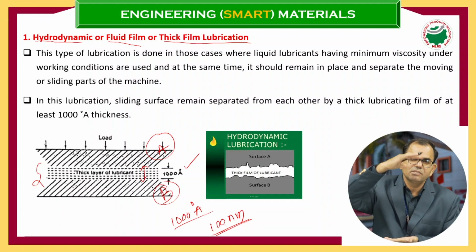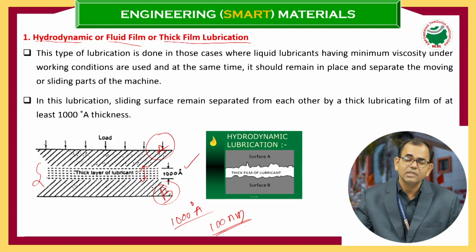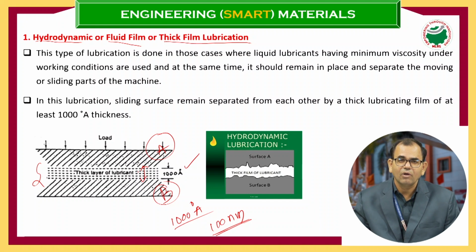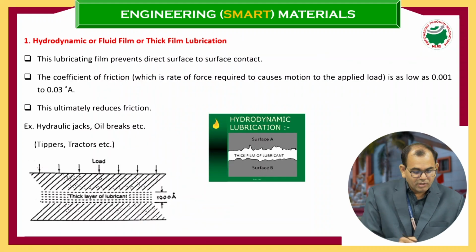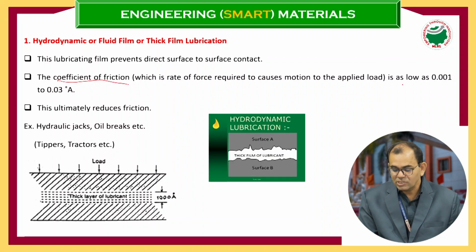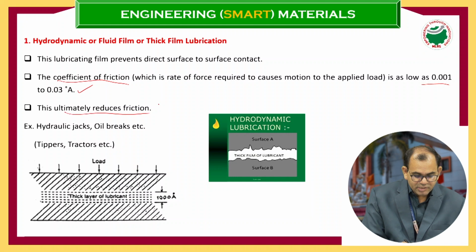That's why we are calling it thick layer mechanism or hydrodynamic lubrication mechanism. So what is the thickness between object A and B? How much lubrication is taking place? Around 1000 angstroms, which is nothing but 100 nanometers of thickness. That's why we are calling it thick film lubrication. Now, the coefficient of friction is as low as 0.01 to 0.3, and this ultimately reduces the friction.